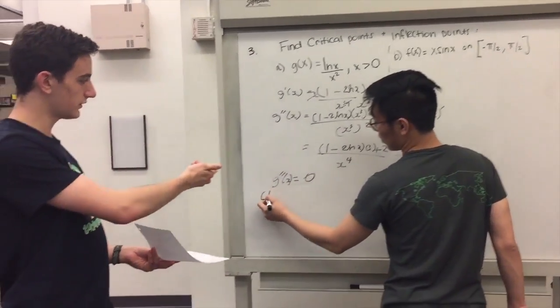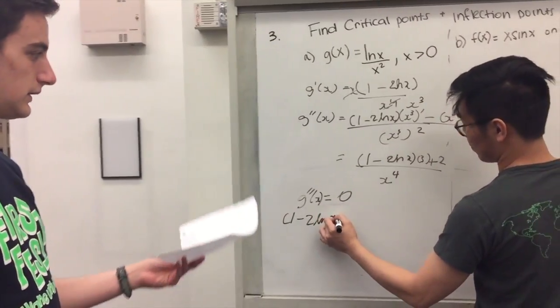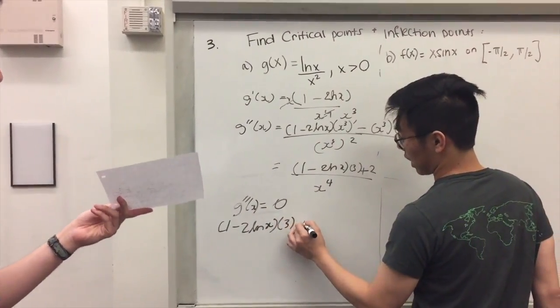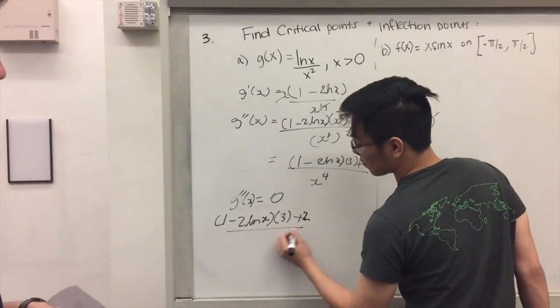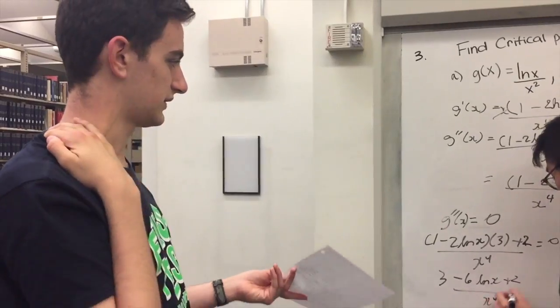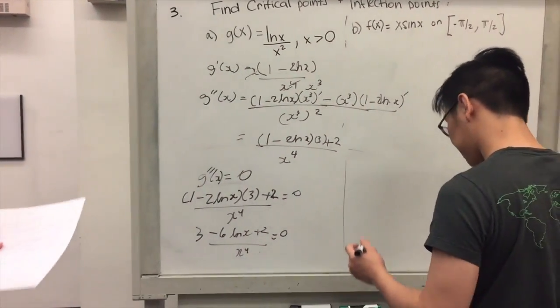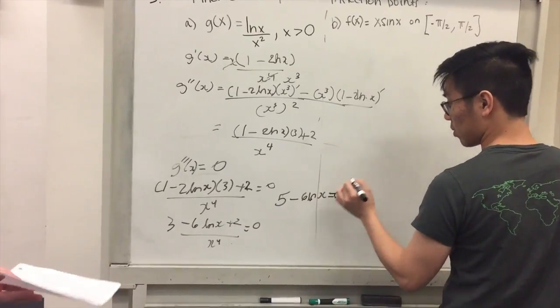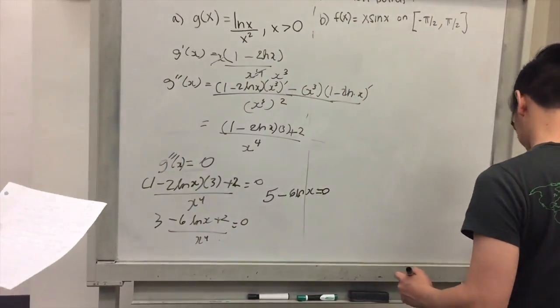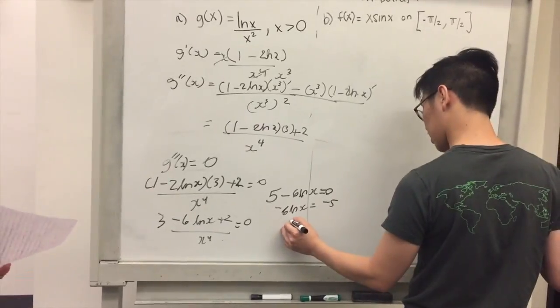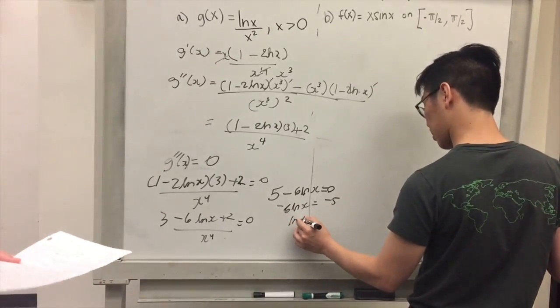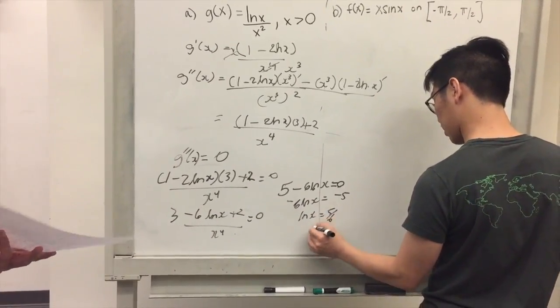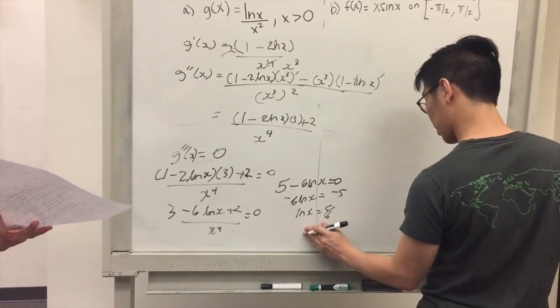Okay, so first one is 0, just multiply x to the fourth times 0 to get 0. Now let's distribute the 3 out to get these values. Setting the function equal to 0 once again. Added the 3 to the 2 to get 5 minus 6 times natural log of x equals 0. Subtracted 5 from their side to get rid of 5. Natural log of x is equal to 5 over 6.